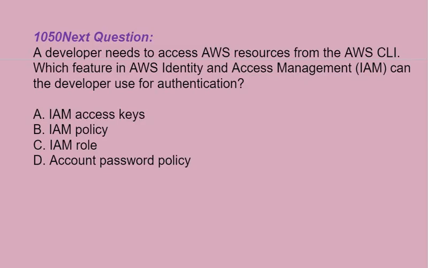Question is a developer needs to access AWS resources from the AWS CLI. Which feature in AWS Identity and Access Management IAM can the developer use for authentication? Option A, IAM access keys. Option B, IAM policy. Option C, IAM role. Option D, account password policy. Correct answer is option A.